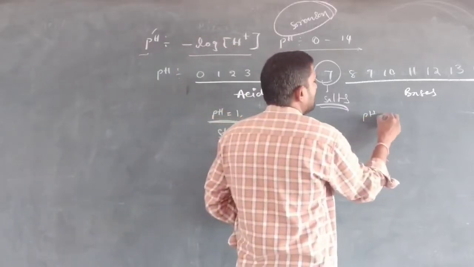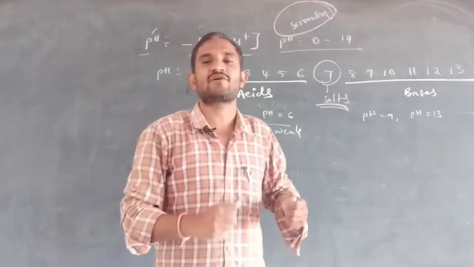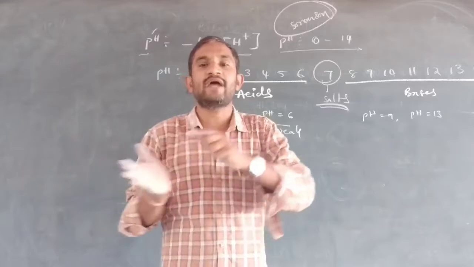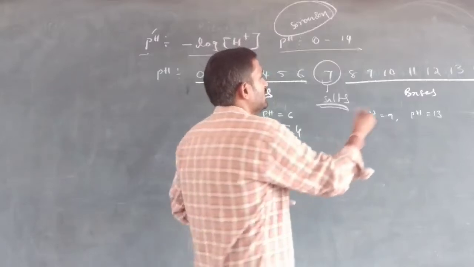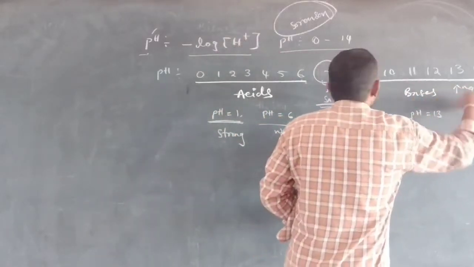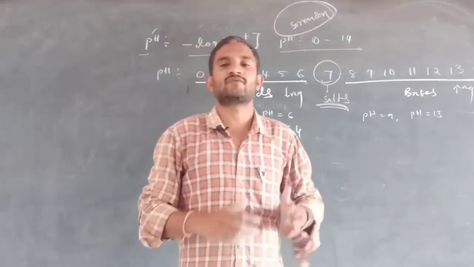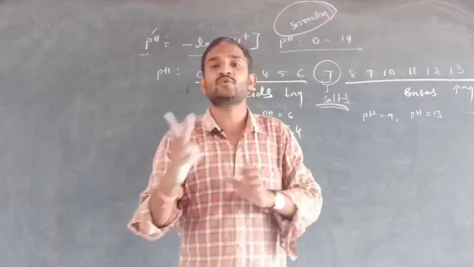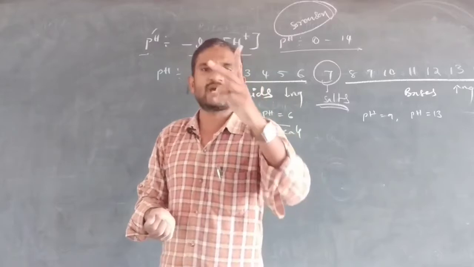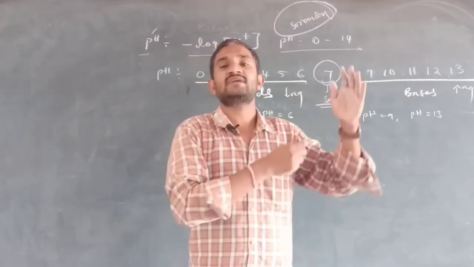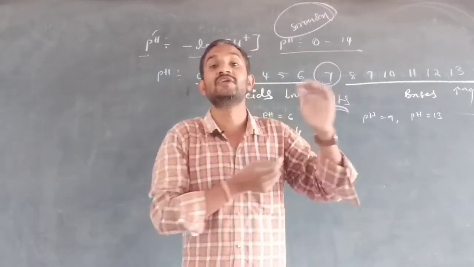Suppose pH 9 and pH 13, which is stronger? pH 13 is strong because while we move from 8 to 14, the basic strength will be increasing. Here acidic strength will be decreasing. By this we are concluding that acids are divided into two categories, strong acids and weak acids. Bases are also divided into two categories, strong bases and weak bases.